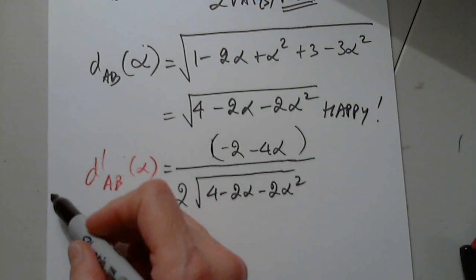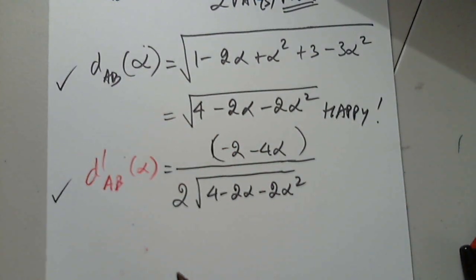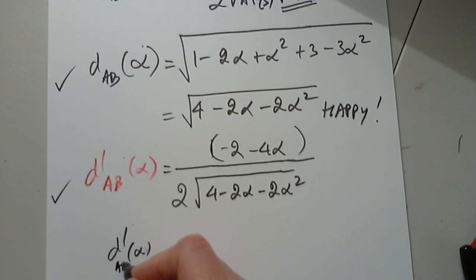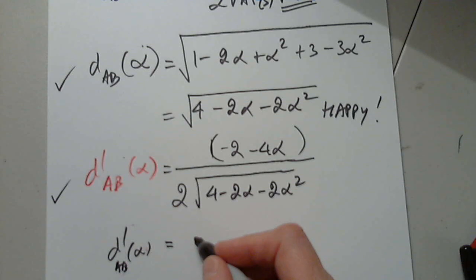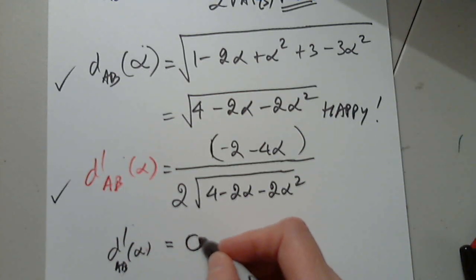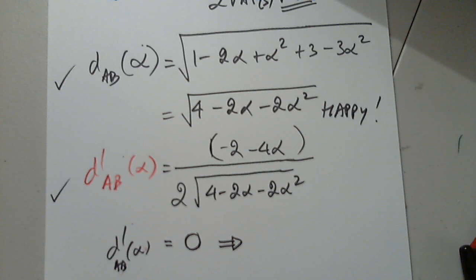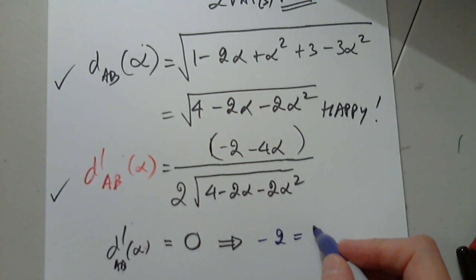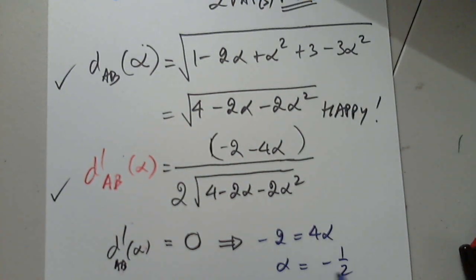What will be the next step after I find the derivative? So I found the step 1, I found the function, then I found the derivative. Now what? What do I do with this? Then we set it equal to 0. Excellent. So from here, what are the options or the option? Well, the numerator can be 0. So negative 2 equals 4 alpha, so alpha equals negative 1/2.